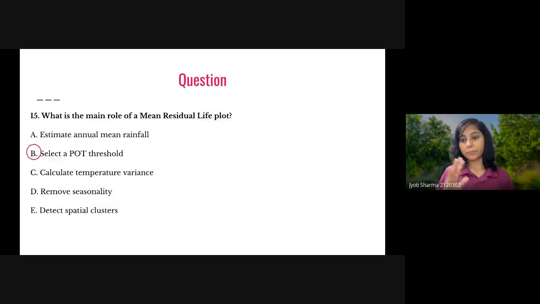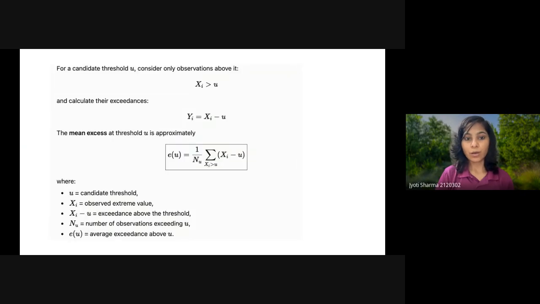Okay, then we will go to the fifth question, and this is, what is the main role of the mean residual life plot? As I told you, it will help us to fix the threshold. If we are taking the threshold as 40 degrees Celsius, then is this threshold correct or not? For that, we are using this mean residual life plot. So it will select a POT threshold, and let me show you how.